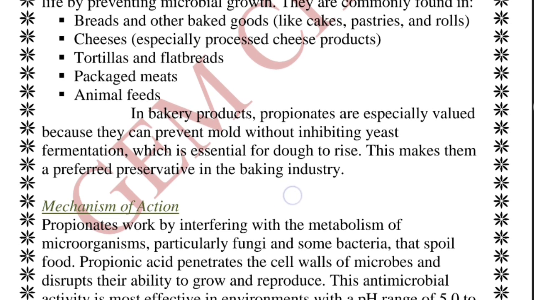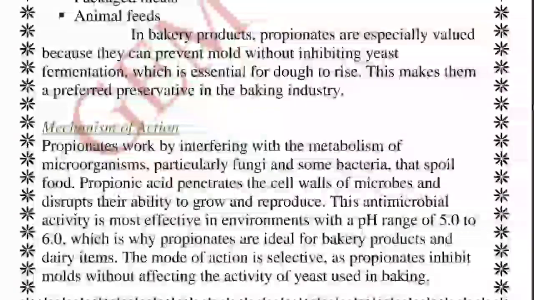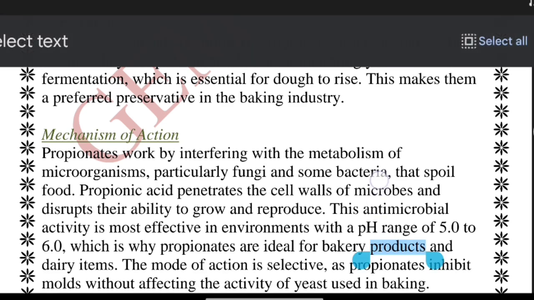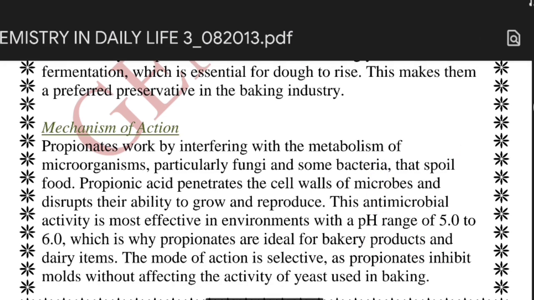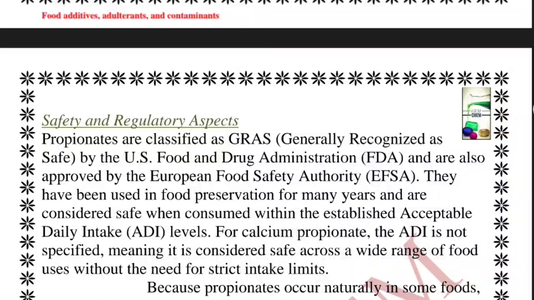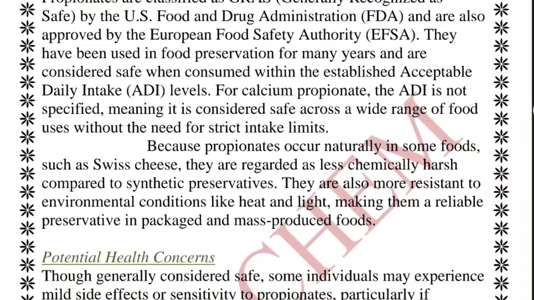Now what is the mechanism of action? It works on the metabolism of microorganisms, preventing their metabolism and penetrating again through the cell wall, so their ability to grow and reproduce is destroyed. As a result, you can see that mold growth is stopped. The pH range for its action is also provided here. You can see that. Safety and regulatory aspects you only have to read, it is not so important.